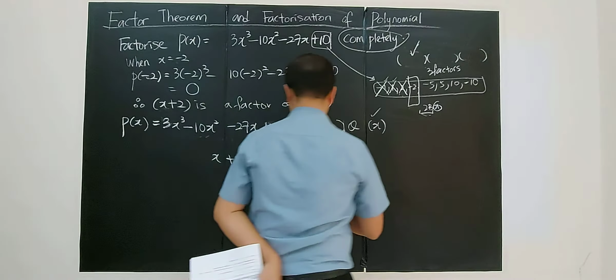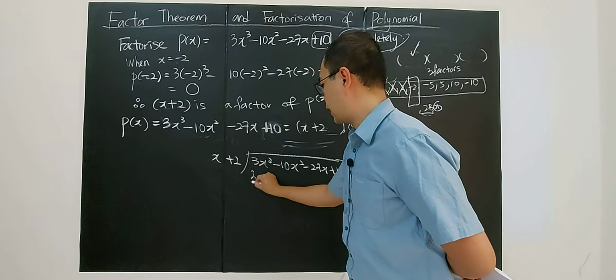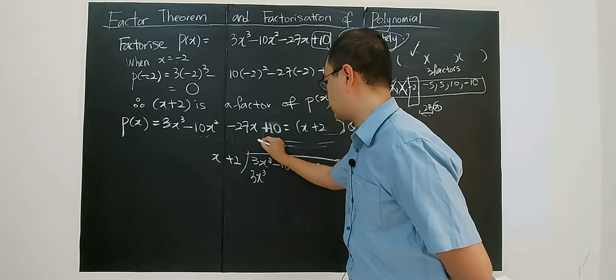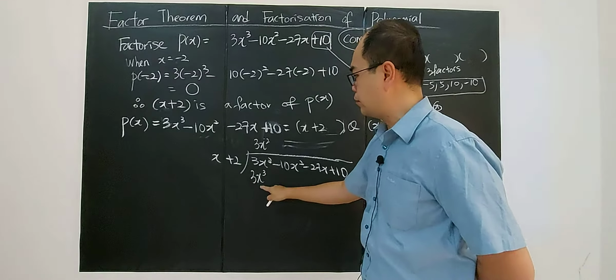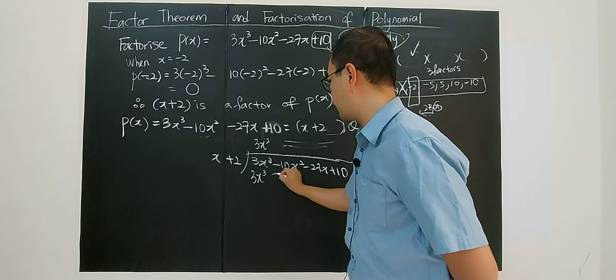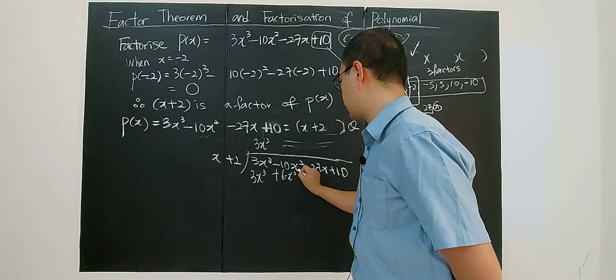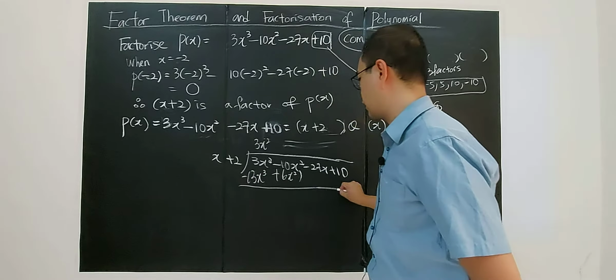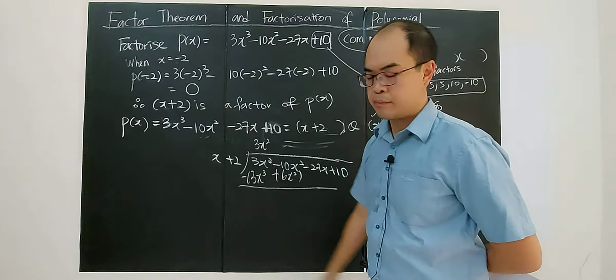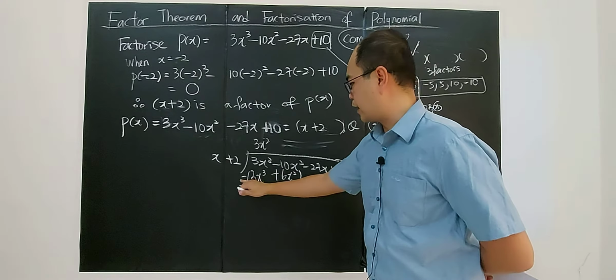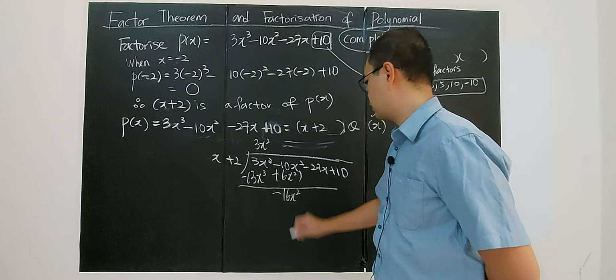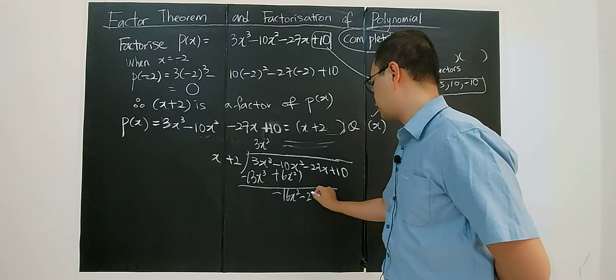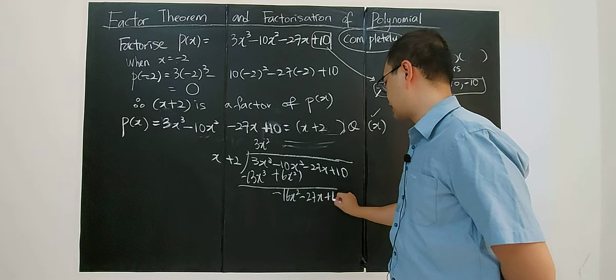Then you need a 3x cubed here, so you have 3x squared here. Because 3x squared and x, you have 3x cubed. 3x squared and 2, you will have 6x squared. As you subtract, this one will eliminate. So negative 10 and negative 6, you have negative 16x squared. Then you have negative 27x plus 10, right?